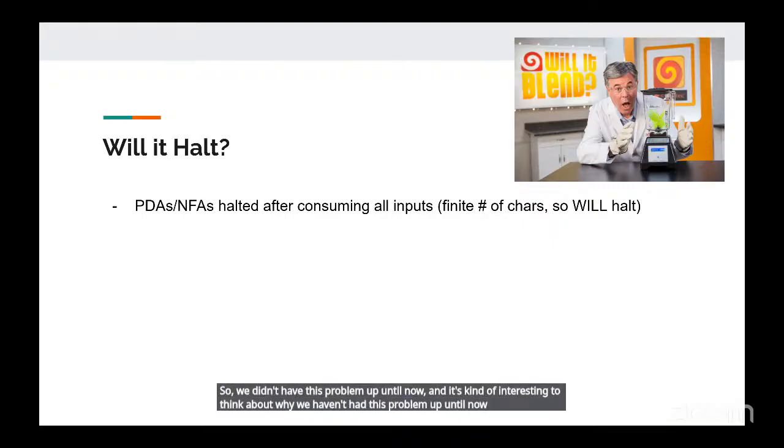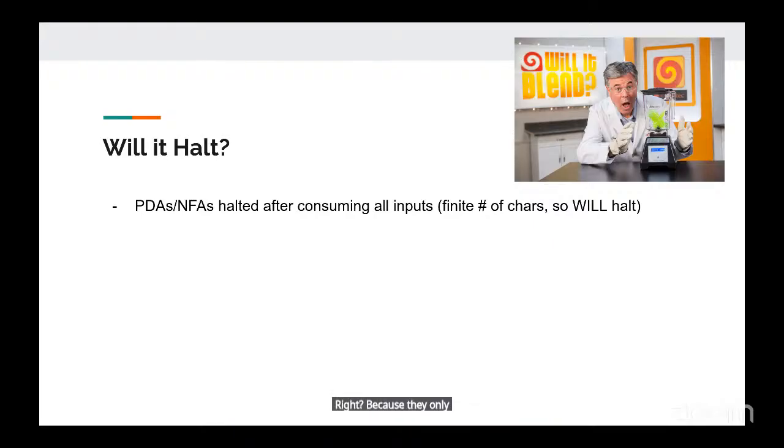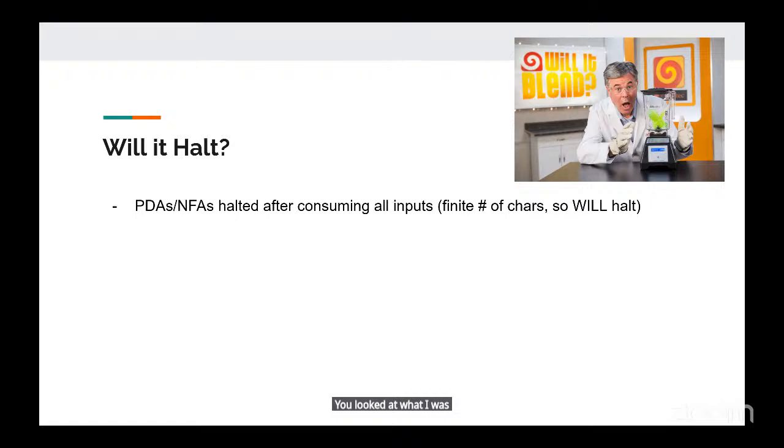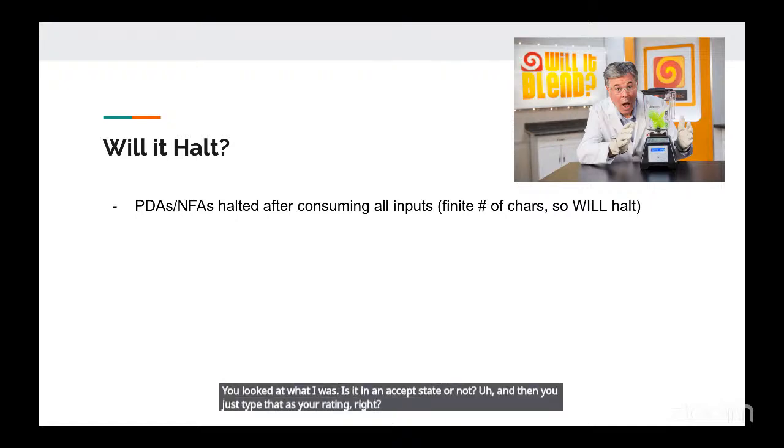We haven't had this problem with our previous machine models because they all finished, because they only had a certain number of characters that they were consuming. And after you consume them, then you're done. You didn't even halt the machine in a way. It's like you executed a certain number of steps and then you opened the box, looked at it, and asked: is it in an accept state or not? And you take that as your reading. It's not like the machine had control and then returned control to you.